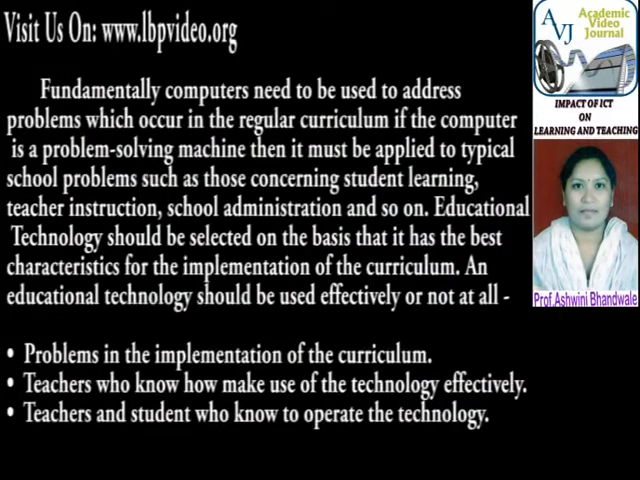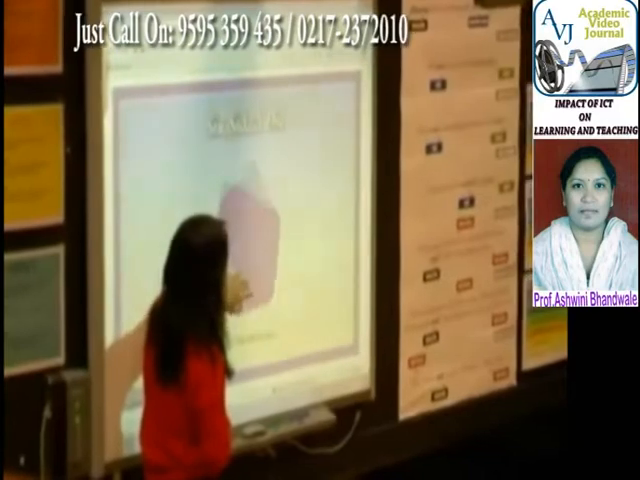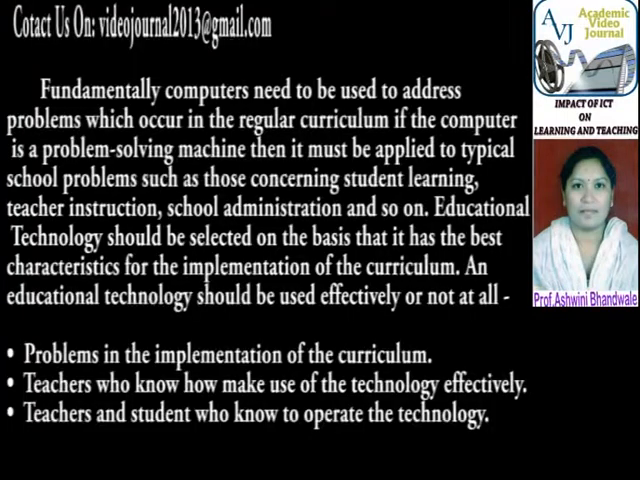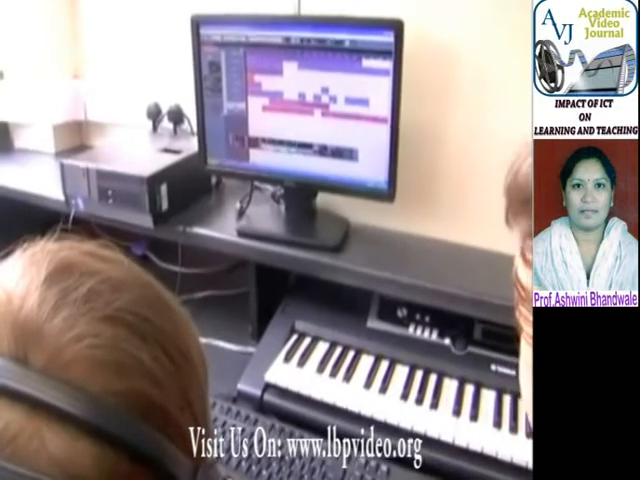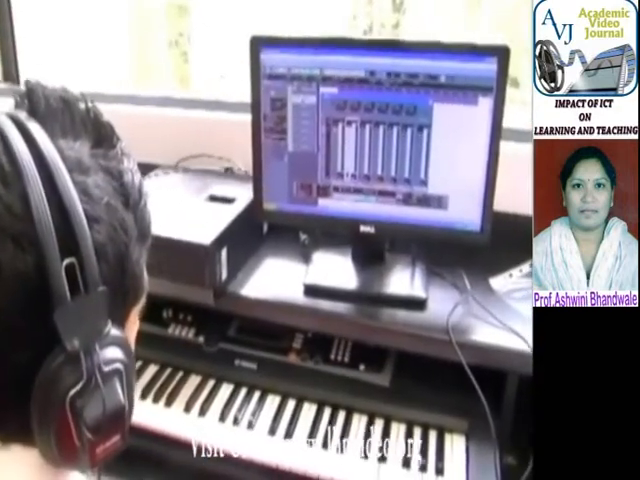Fundamentally, computers need to be used to address problems which occur in the regular curriculum. If the computer is a problem-solving machine, then it must be applied to typical school problems such as those concerning student learning, teacher instruction, school administration, and so on. Educational technology should be selected on the basis that it has the best characteristics for the implementation of the curriculum. And educational technology should be used effectively or not at all.